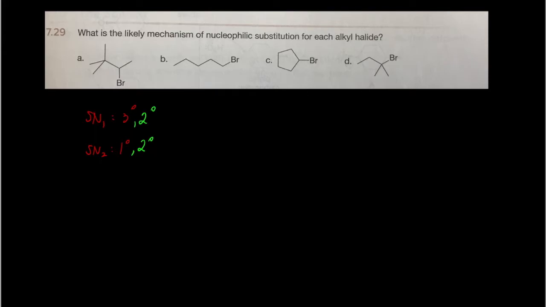So let's go ahead and analyze these alkyl halides given to us. You want to, of course, identify the halogen or the leaving group, identify the alpha carbon, and then count carbons attached to that carbon. There are two here, so we would classify this as a secondary alkyl halide. And so for A, either mechanism can occur.